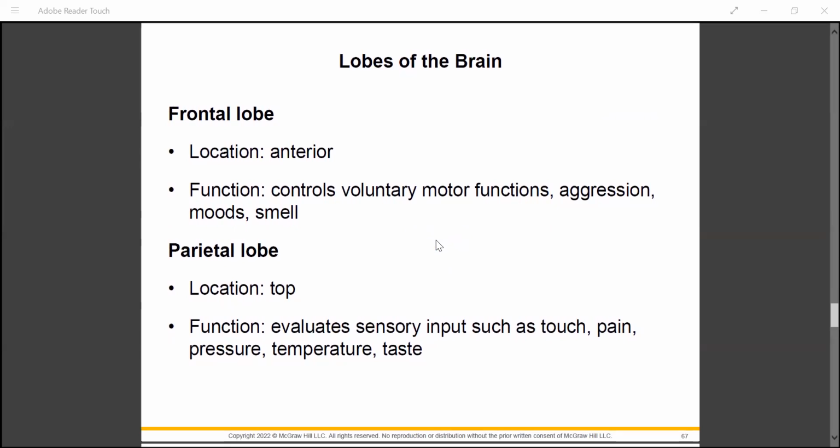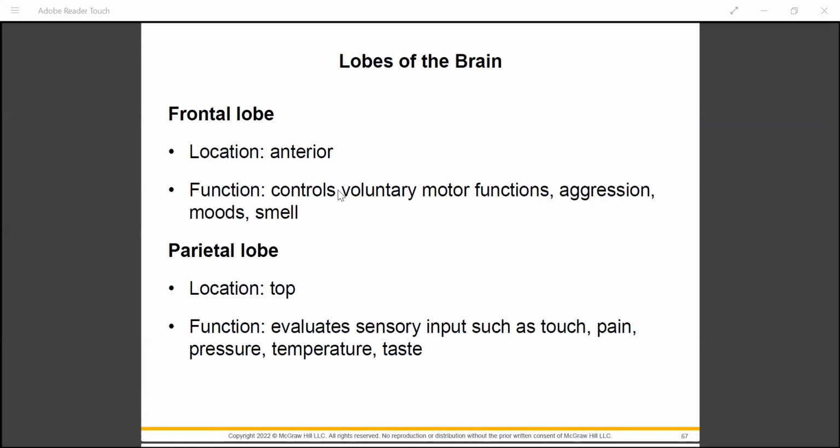Okay, now we're going to get into the lobes of the brain. I don't need you to memorize these function sentences, but I do need you to know the big picture of what each lobe is responsible for. And we can pretty much get that down to one word each. Once we go through all of them, we'll summarize. So we said our frontal lobe is in the front, it's anterior.